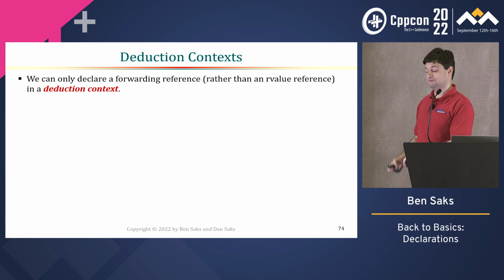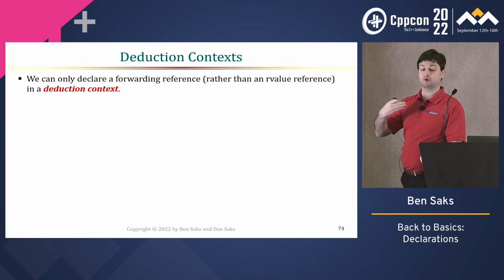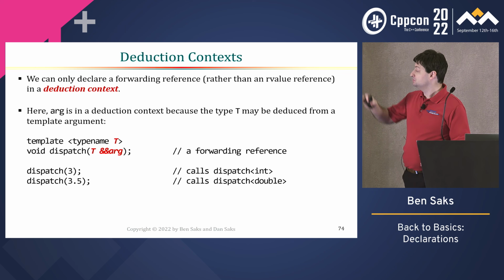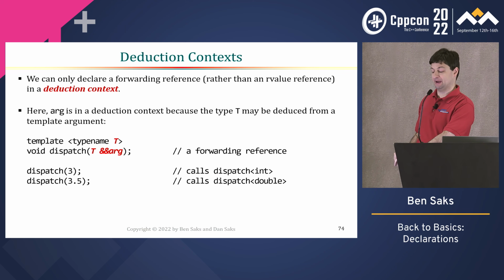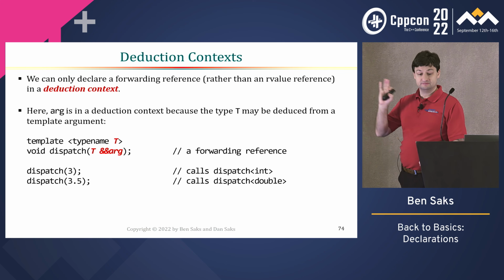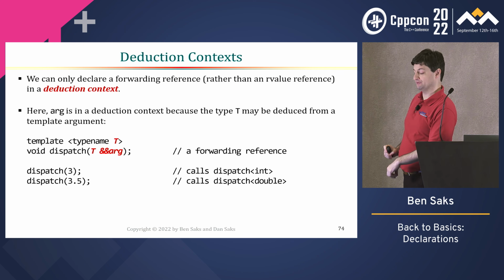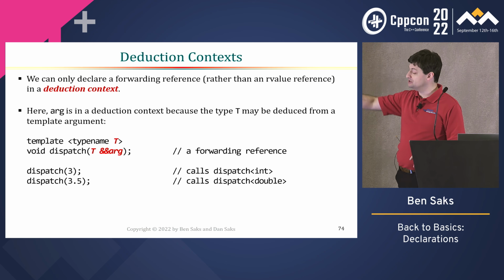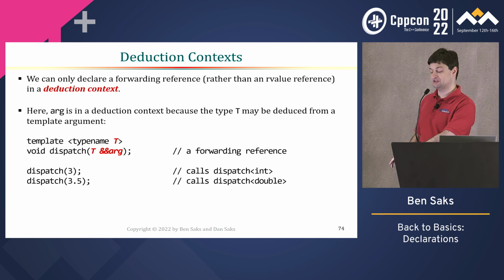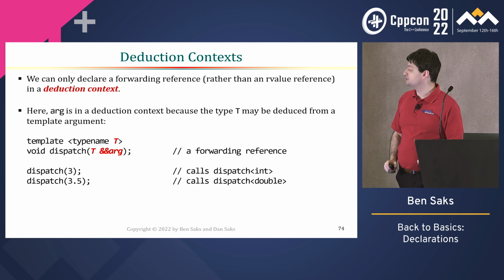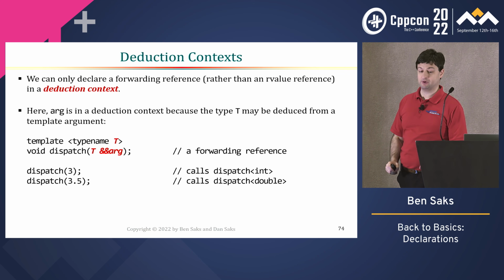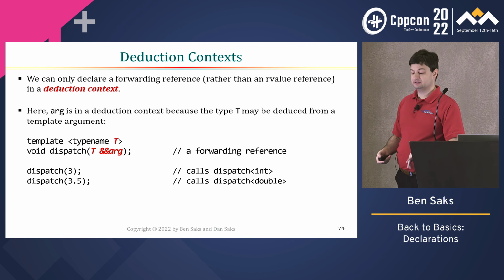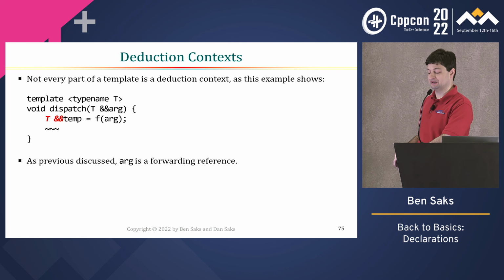And then as I mentioned, something is only a forwarding reference if it appears in what we call a deduction context. So arg, in the function dispatch that I showed you earlier, the T on that line of code can be deduced from a template argument depending on how dispatch is being called. So if I pass 3 to dispatch, the type T is deduced to be int. If I pass in 3.5, the type is deduced to be double instead. So that's what I mean when I say a deduction context.